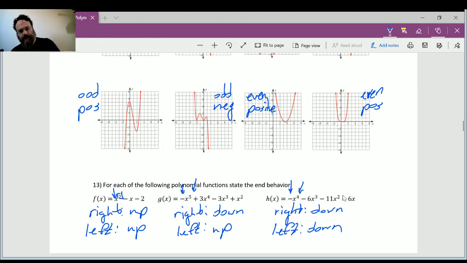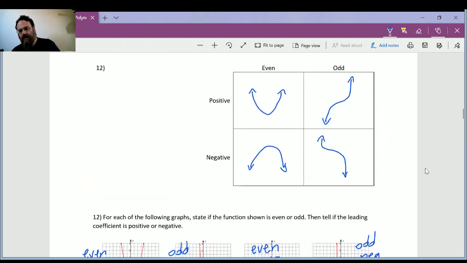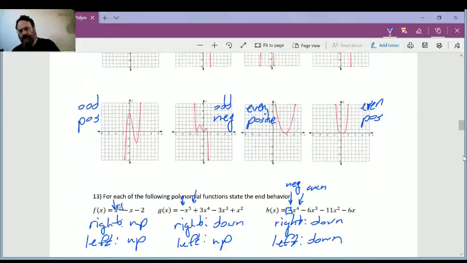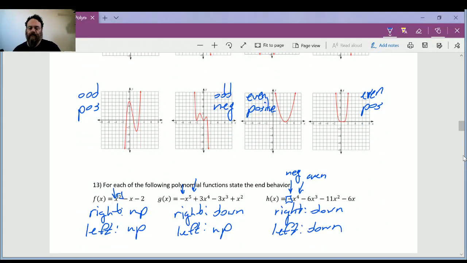Well, no, because right here that is a negative, and it's even. So negative even, that's this one right here. They both go down. Okay. Same thing over here.